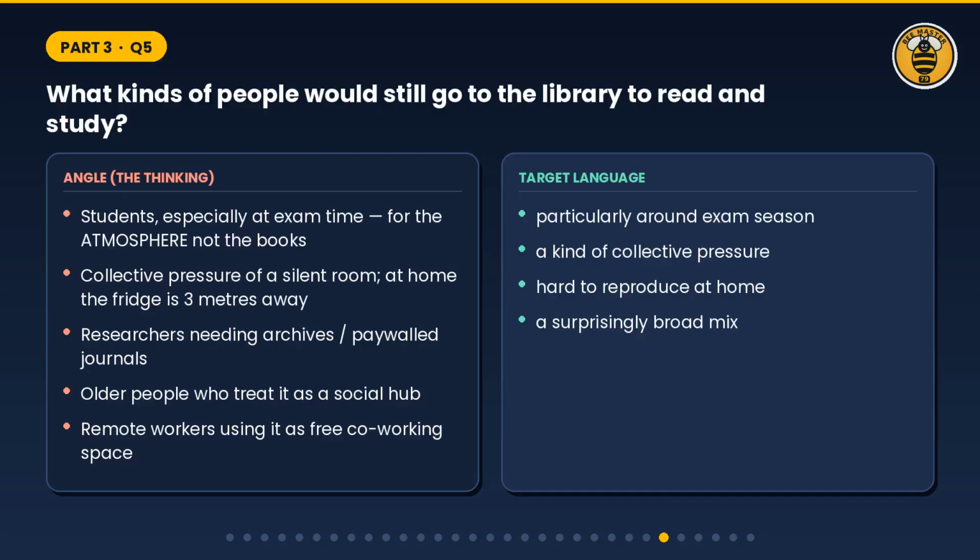Question 5. What kinds of people would still go to the library to read and study? A kinds of people question wants categories, not one example. Give 3 or 4 groups and a reason for each.